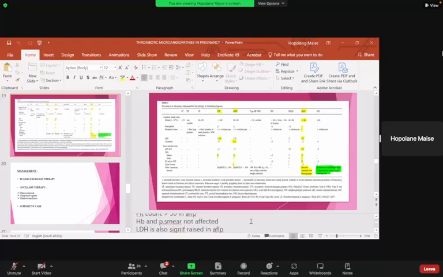The LDH is also significantly raised in acute fatty liver of pregnancy. Creatinine levels are still more elevated in HUS compared to the other two differentials. The liver enzymes are most elevated in acute fatty liver of pregnancy. Other significant labs in acute fatty liver disease of pregnancy are elevated ammonia and low blood glucose levels itself.